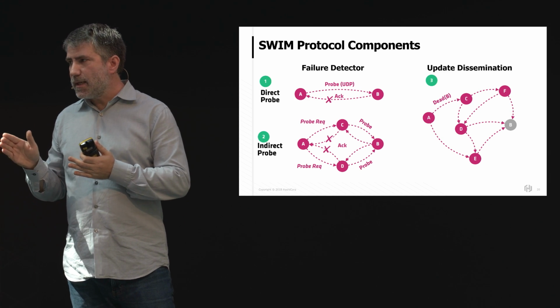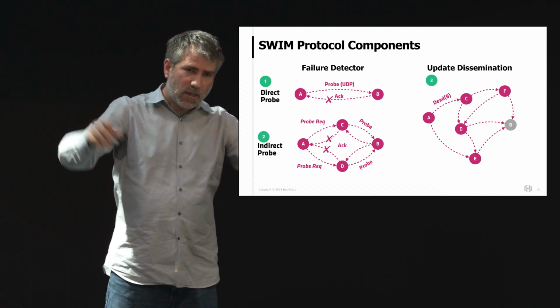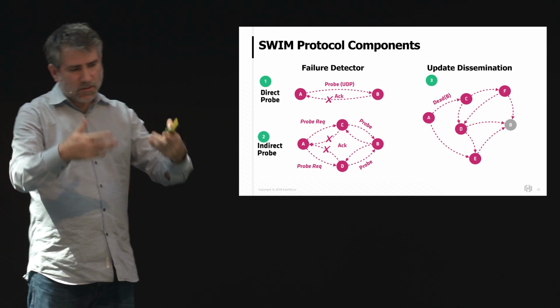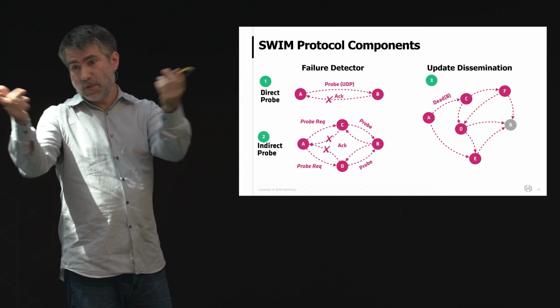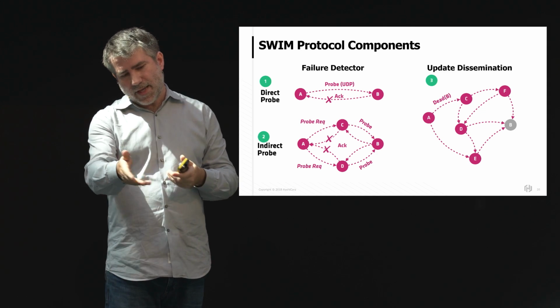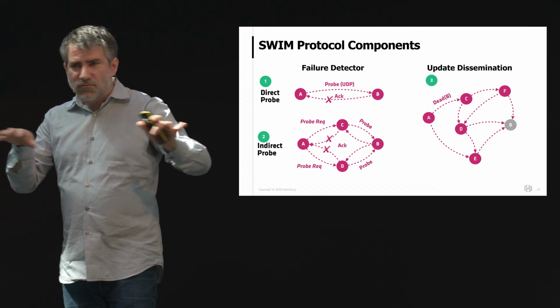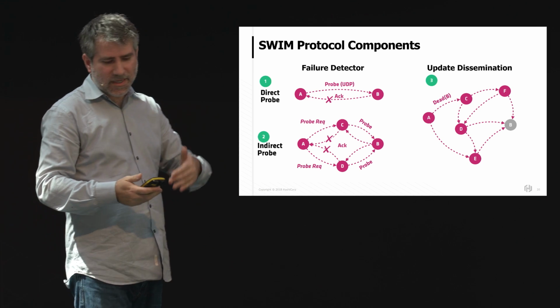We say, OK, I couldn't talk to you directly. Let me just see if it's a connectivity problem between you and me. Let's go around. I'm going to ask these guys to talk to you. So then that's a probe request. They make the probe. If they get through, it comes back to you. OK, I'm still happy. If it doesn't come through, then we move on and we start gossiping these rumors. Hey, I think that guy's dead. And we're going downhill at this point.